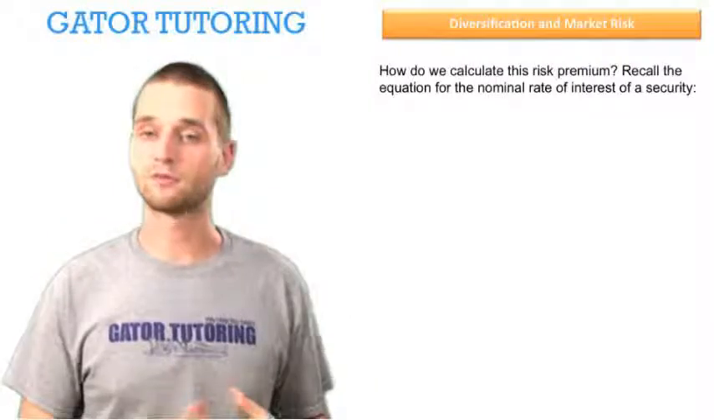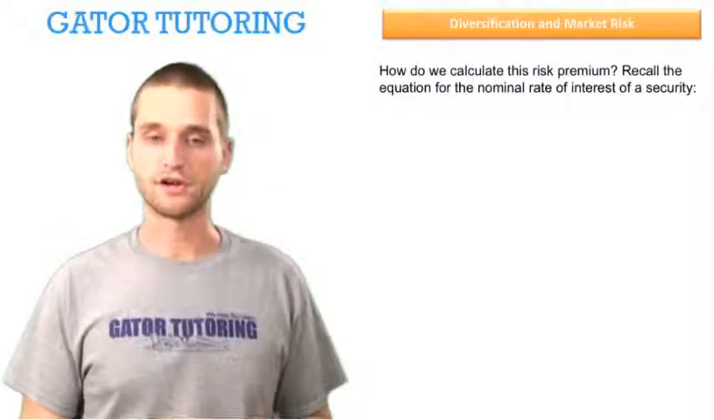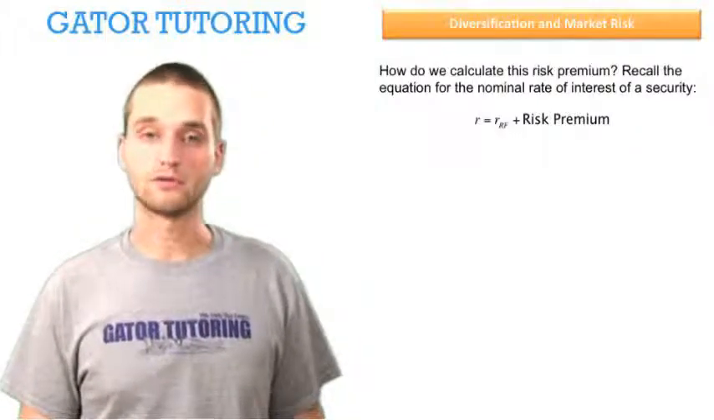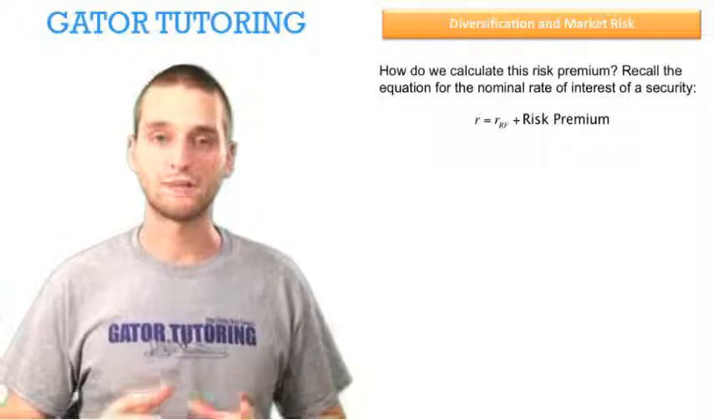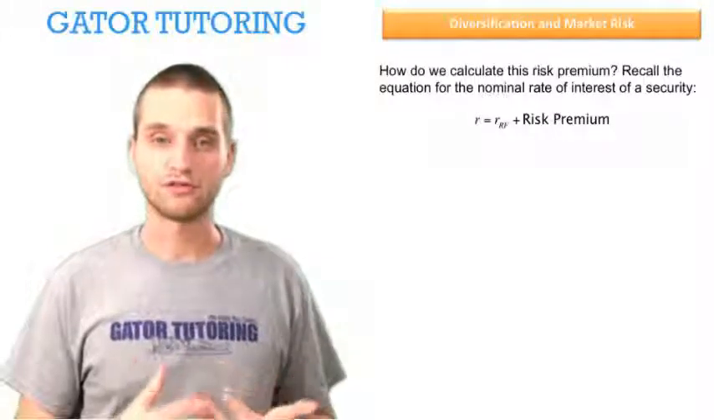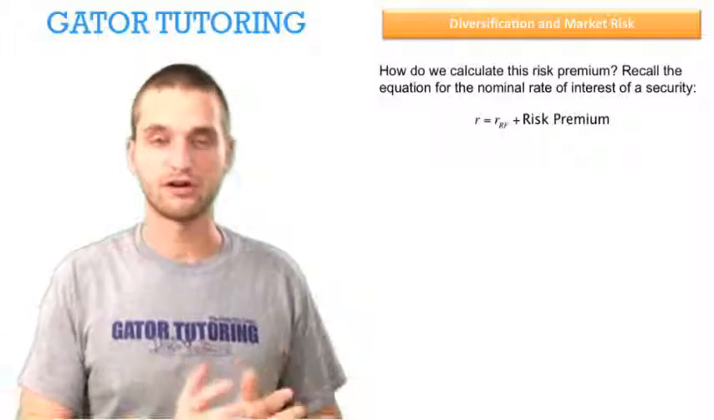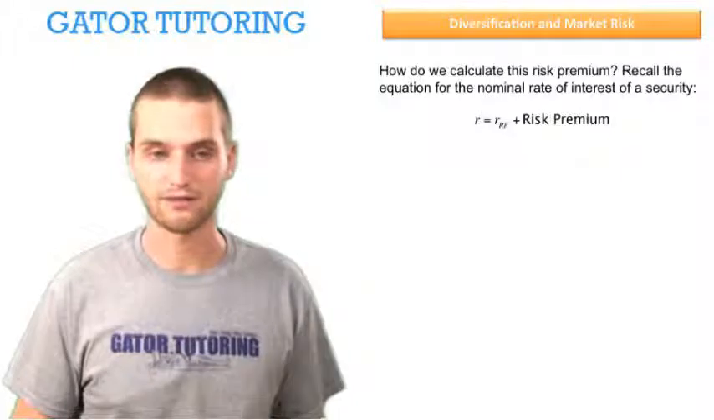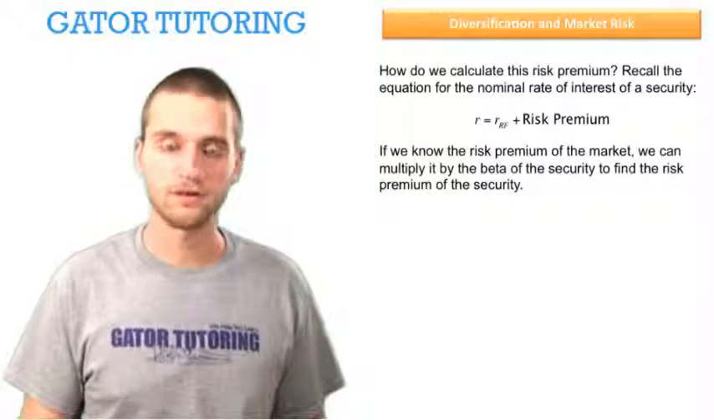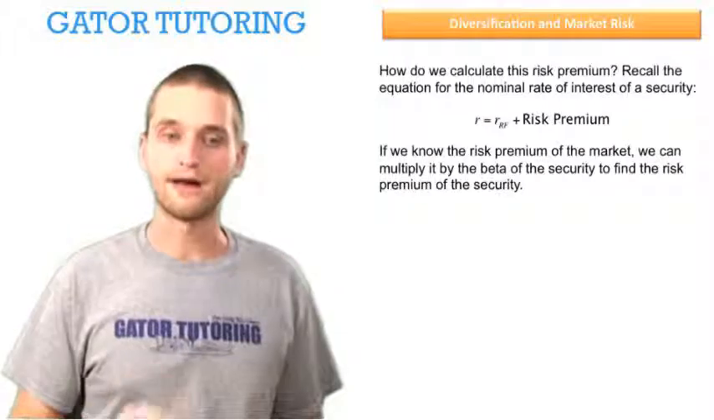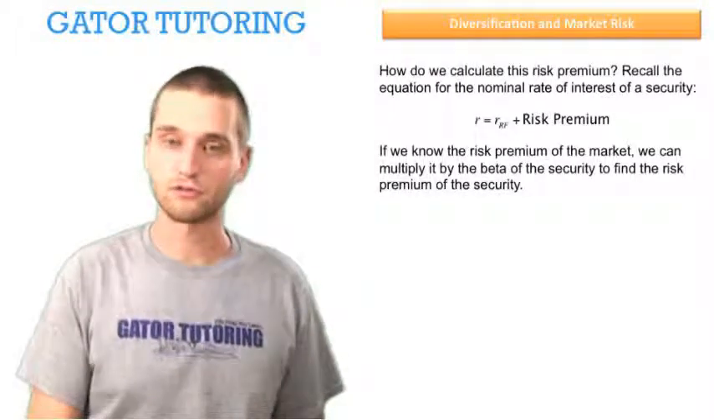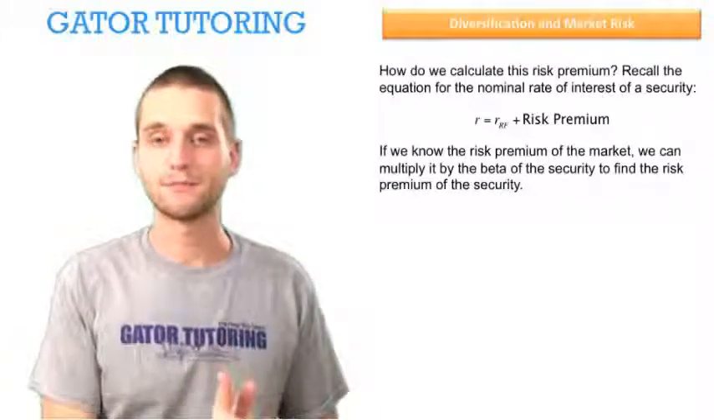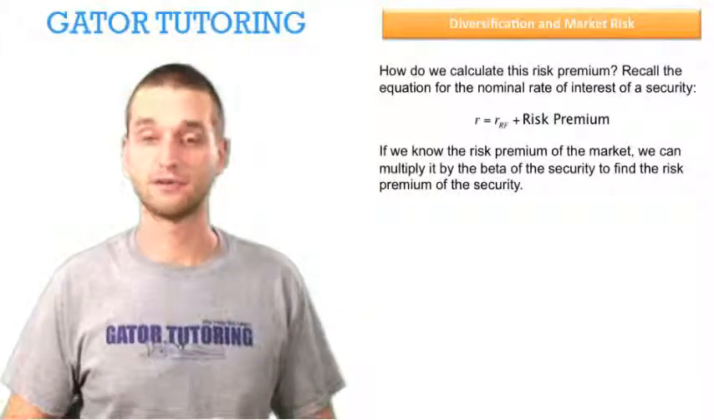So how do we calculate this risk premium? Recall the equation for the nominal rate of interest of a security. R is the nominal rate, and it was equal to the risk-free rate plus some risk premium, which basically captured all of the risky effects that this security had that weren't present in the risk-free securities, basically things like treasury bonds. So if we know the risk premium of the market, we can multiply it by the beta of the security to find the risk premium of the security. That's basically what beta is. It's a multiple on the risk premium of the market that gives us the risk premium for the security.